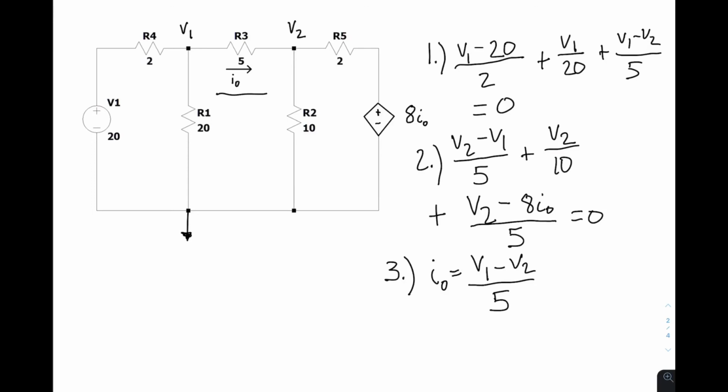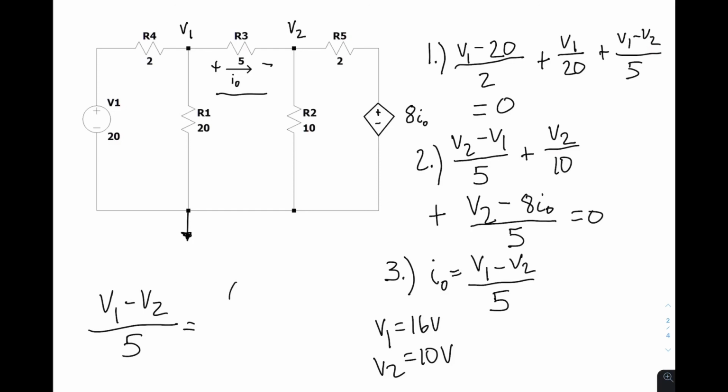Again, the fastest way for me is to type these into my calculator as a system of equations, and you get V1 is equal to 16 volts and V2 is equal to 10 volts. Solve for I naught. Using the convention, we're going to do V1 minus V2 over 5, which is going to be equal to 16 minus 10, which is 6 volts, over 5, which is equal to 1.2 amps.